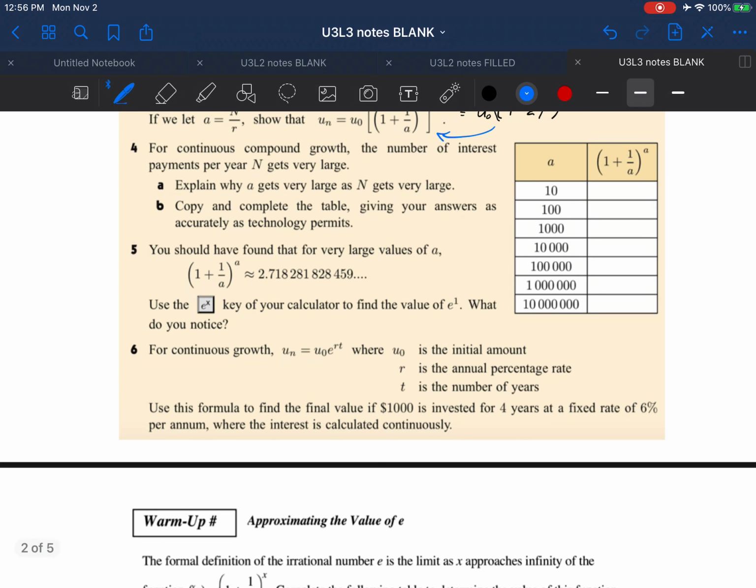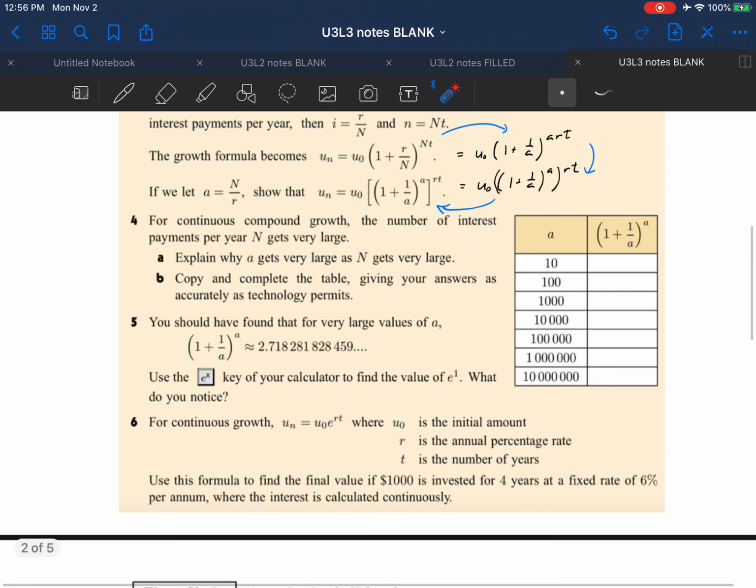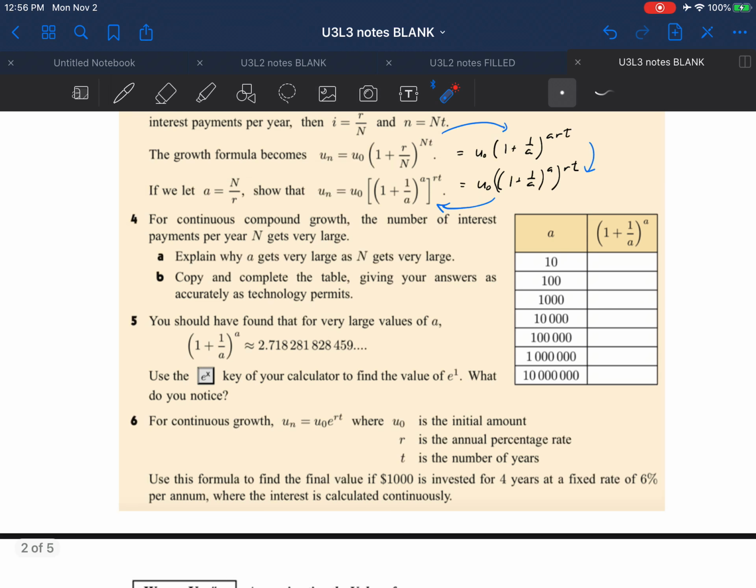Okay, number 4. For continuous compound growth, the number of interest payments per year, N, gets very large. Explain why A gets very large as N gets very large. So what is this saying? Basically, if we shrink our timeline, so if we continue to pay interest all the time, the number of interest payments per year gets large. And that makes sense. Why does A get large as N gets very large?